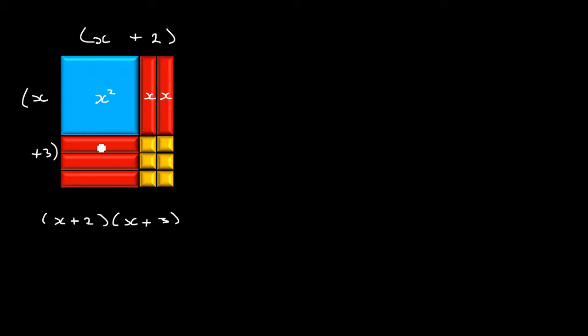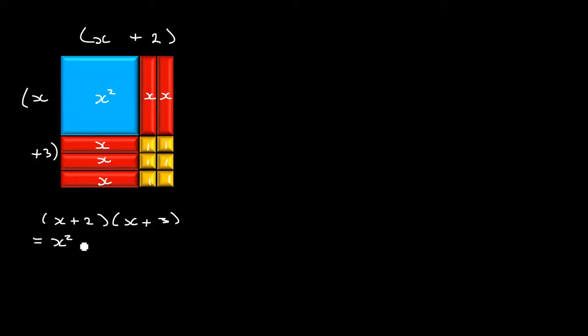X times 3, so it's 3 x's, and you can see them here, x, x, x, and then we've got our 6 ones here, making a rectangle. And so this is basically our grid method expressed using algebra tiles. Okay, so now if we follow this through, x times x, x squared.